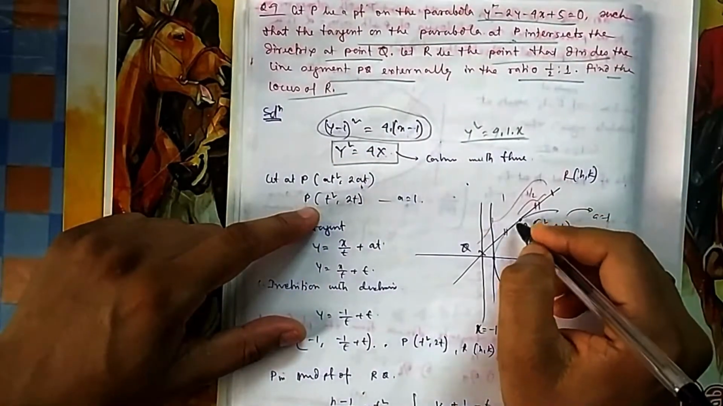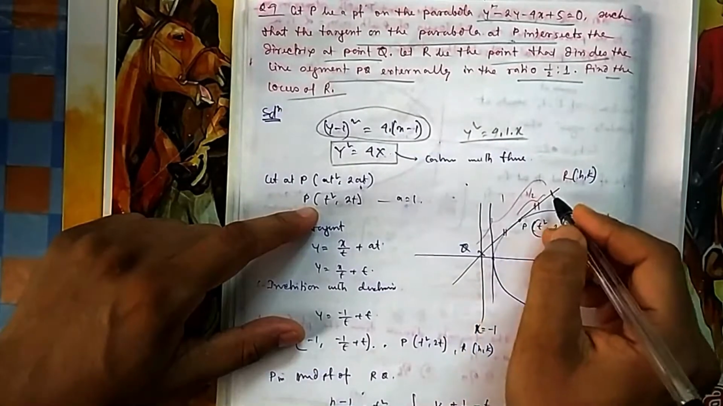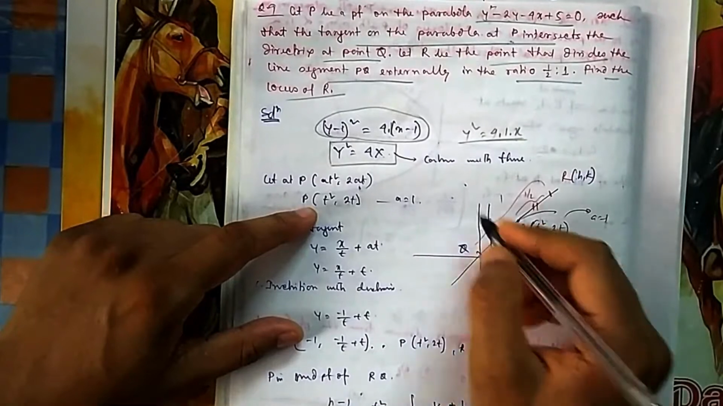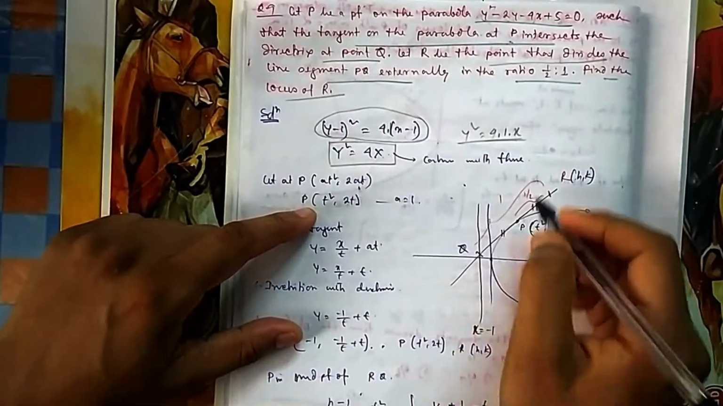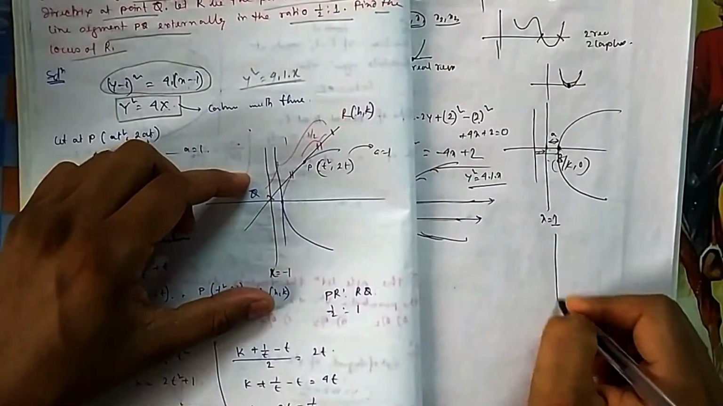If you take a point P, it should cut the directrix at Q. So PQ is divided by R in the ratio half is to 1 externally. So R should be outside PQ. So on which side will it be? R should be on this side or this side? That also you have to see.